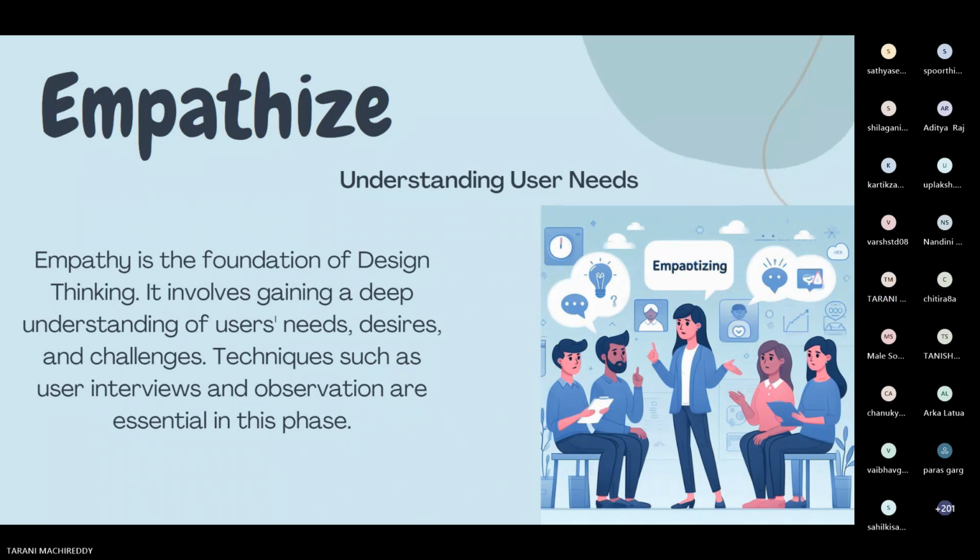As I told, empathy is the foundation of design thinking. In the empathize phase, we mainly concentrate on user needs. We understand how the person is affected by the problem. We observe how the person is dealing with the problem, and then we find an impactful solution. Can you suggest any examples for this?